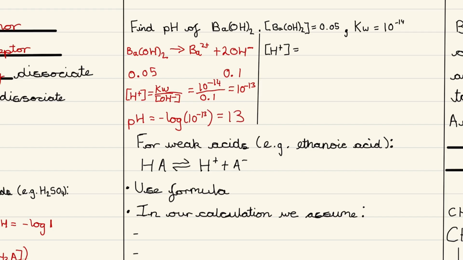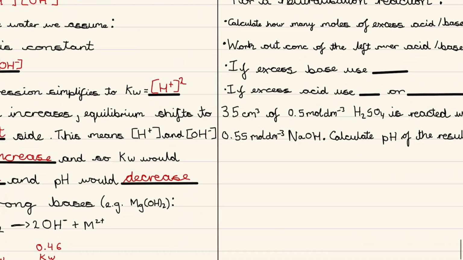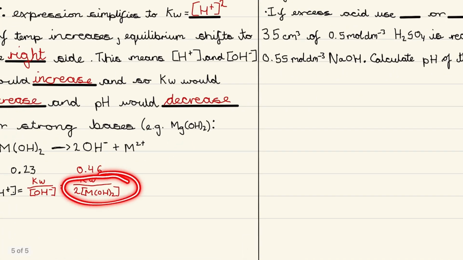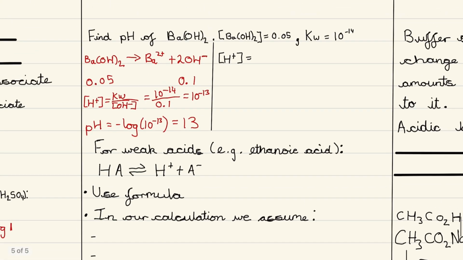However, you could have also subbed this in to the second formula over here, and we get H plus concentration is equal to 10 to the minus 14 divided by 2 times 0.05, which equals 10 to the minus 13. And then once again we can minus log it to work out pH as 13.